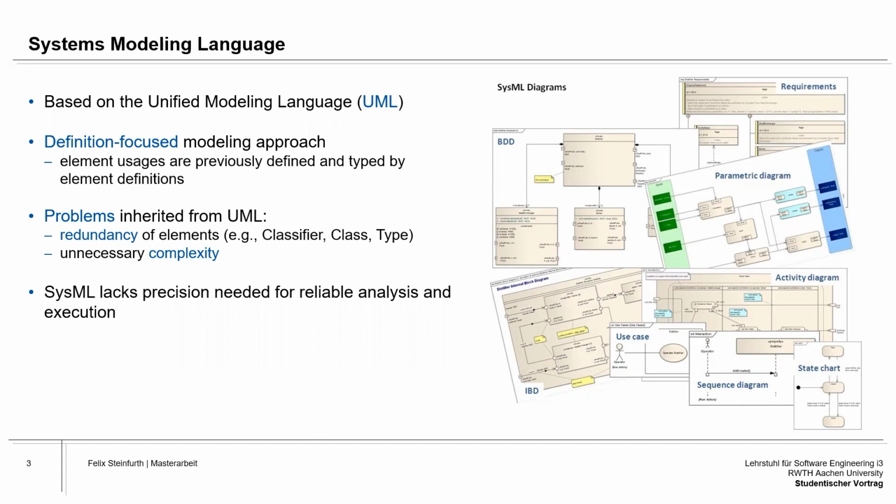There are certain problems that SysML inherits from the UML, which on the one hand is the redundancy of elements. For example, classifiers, classes, and types are pretty redundant in their functionality. This redundancy forces engineers to know all the different redundant elements, which adds unnecessary complexity to the language. Furthermore, SysML lacks the precision needed for reliable analysis and execution.